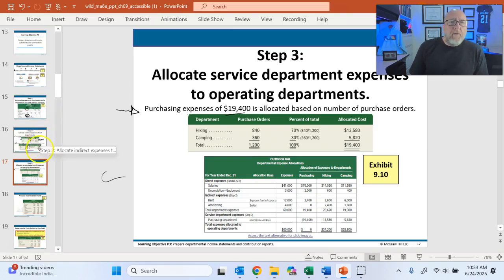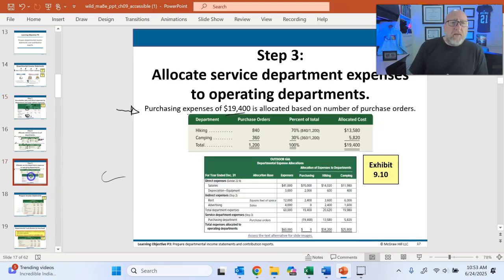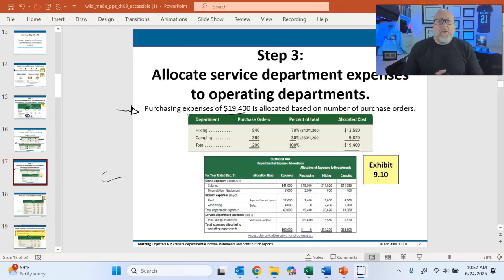If I go back up, I know it's getting brutal, but I have 19,400 in purchasing expenses, and I need to allocate those to the various entities. Okay, back to basics. The first thing I want to do is talk about this 19,400 and where that comes from.